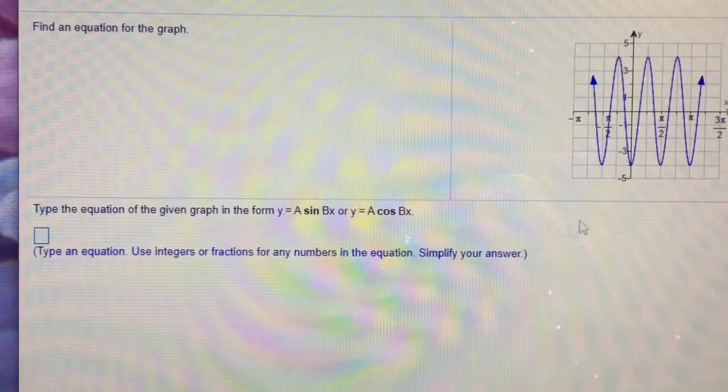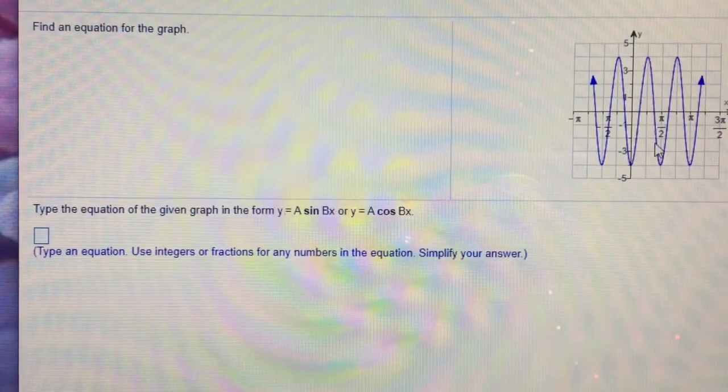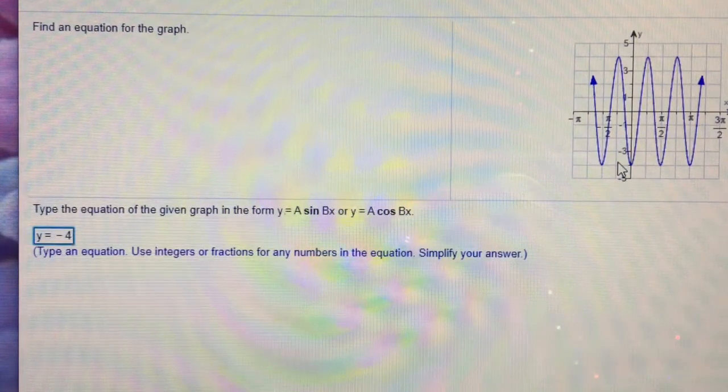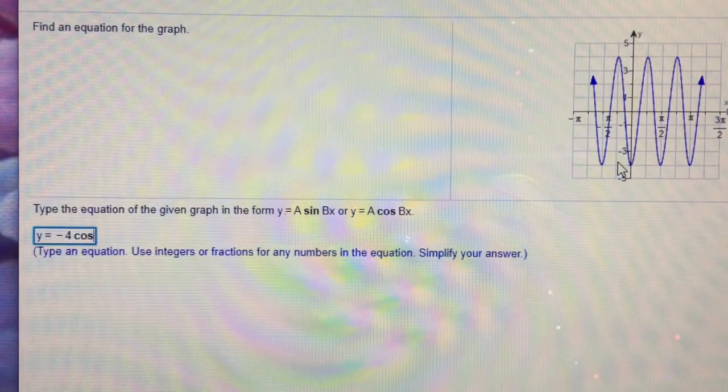Now I'm supposed to figure out what the equation is. Notice it starts down low, not at 0, 0. So I'm going to say it's y equals a negative cosine. The amplitude seems to be 4. See how it goes up to 4 and down to -4, so it's going to be a -4. I'm going to type in cosine, because it doesn't start at 0, 0.